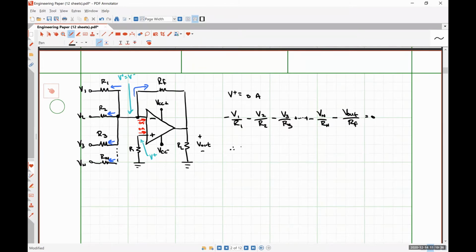And with a little bit of algebra, we get the relationship Vout is equal to negative RF multiplied by V1 over R1 plus V2 over R2 plus V3 over R3 plus VN over RN. This particular amplifier is what's called a weighted inverting summer.